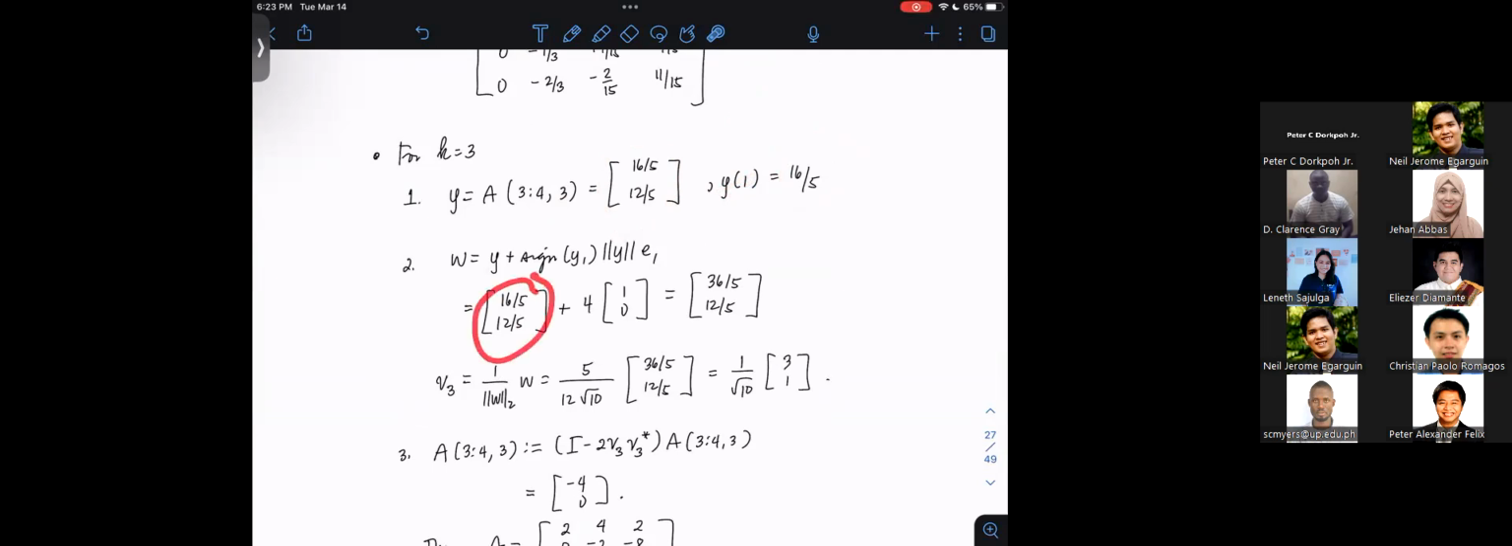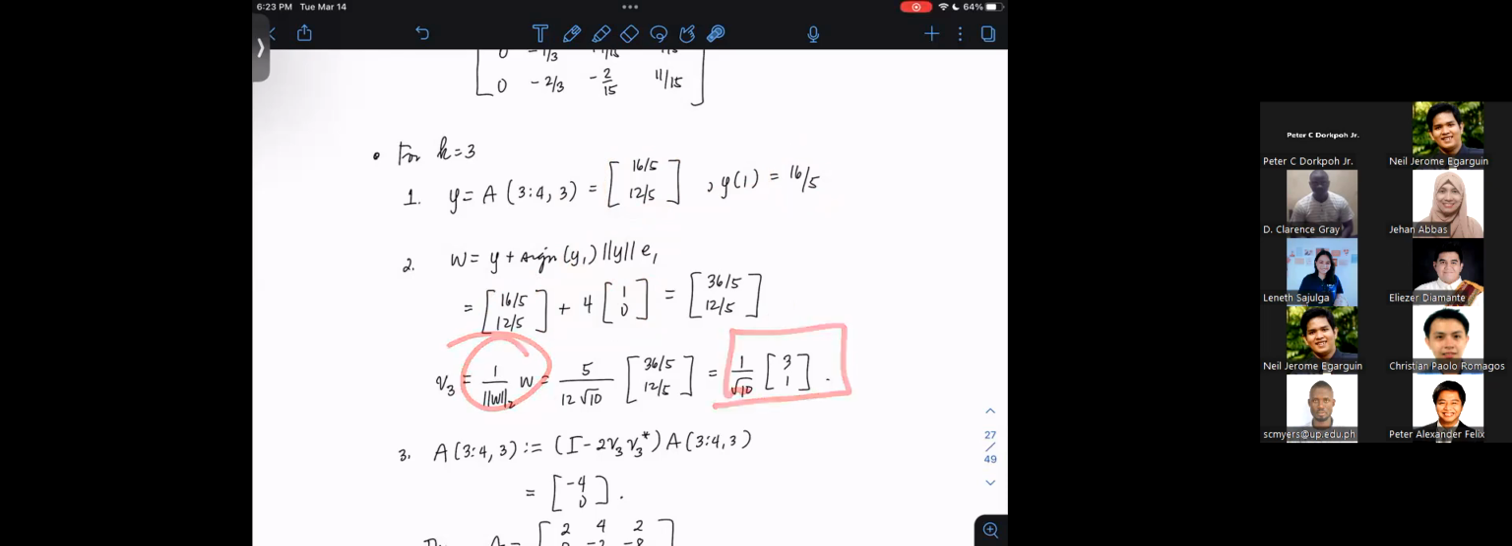So y sub 1, you compute for its length or its size. It is 4. Then this is positive, so you get the positive sign over there. And then this is e sub 1, the 2-by-1 elementary vector. So 1 as first entry and 0 all the way down. Compute for w, you're going to get this. You compute the norm of v3. It's not equal to 1, so we need to normalize it. Doing this, getting this product will give us this matrix over here.